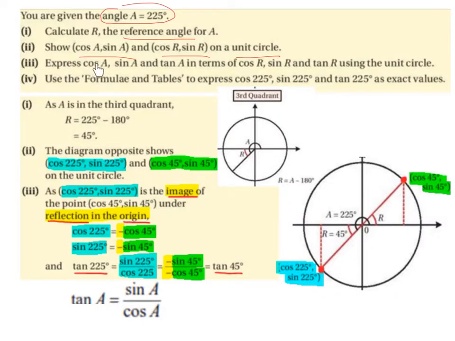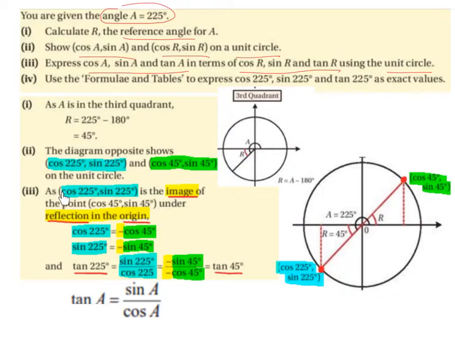Part 3, express cos of A, sine of A, tan of A in terms of cos of R, sine of R, tan of R using the unit circle. As cos 225 degrees, sine 225 degrees is the image of the point cos 45 degrees, sine 45 degrees under reflection in the origin. So we can see this is the origin, this is the point cos 225 degrees, sine 225 degrees, and it is a reflection in the origin of the point cos 45 degrees, sine 45 degrees.